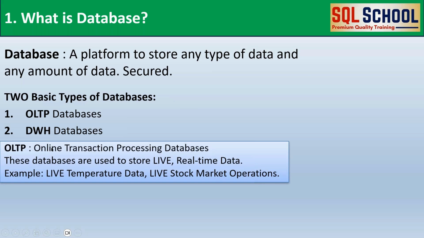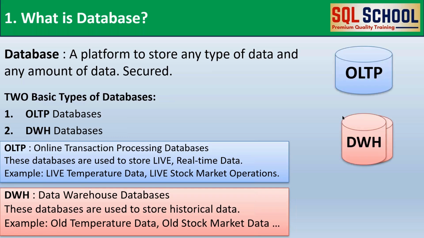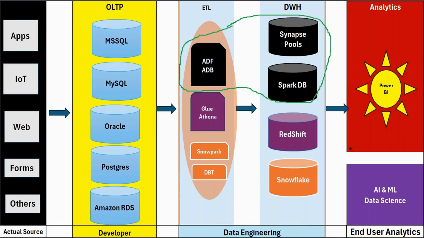OLTP stands for online transaction processing database, to store live real-time data like live temperature, live stock market operations, anything live. The other one, data warehouse databases, to store historical data, old temperature data, old stock market data, anything old. That is data warehouse. OLTP, to store live real-time data. Data warehouse, to store old historical data. Remember. Okay, OLTP, data warehouse. Now here is the process.